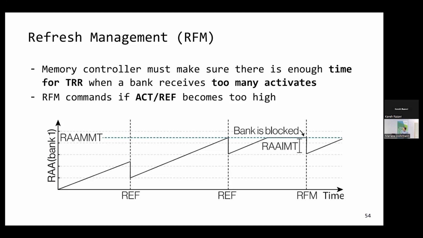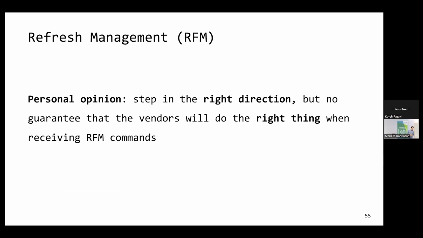So whenever you have a refresh, this goes down, and then more activates make it go up, right? Maybe a refresh brings it down again, but at some point this counter saturates, and now you cannot send activates to this bank anymore. You need to send this RFM command that brings it down. So the idea is that this way the device would have more time. Okay, my personal opinion is that this is a step in the right direction, giving more time for a device to essentially do the right thing.